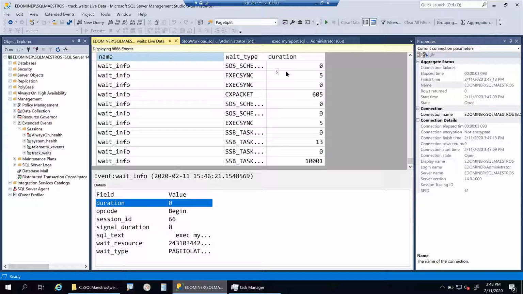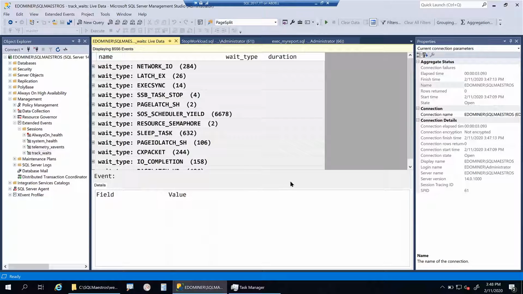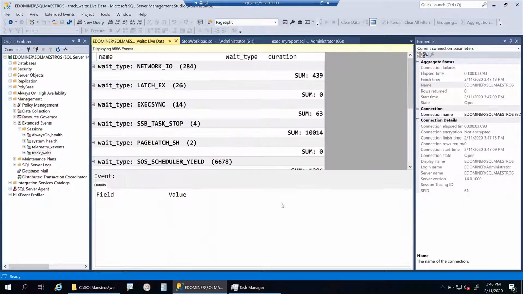Then, on the toolbar, you have the grouping and aggregation option. If I go to grouping, I can group on wait type. This is going to summarize, similar to the GROUP BY that you do. On the aggregation tab, I can aggregate on duration, and I can aggregate on sum because I want to see that in totality.